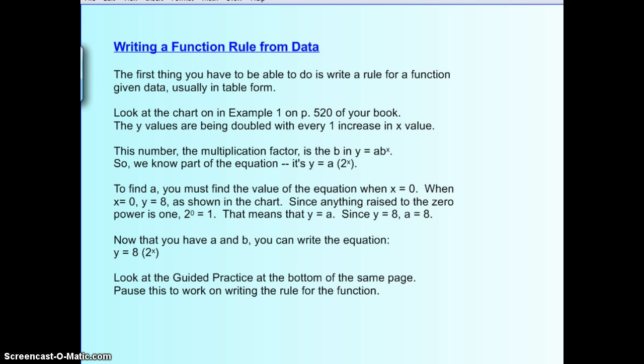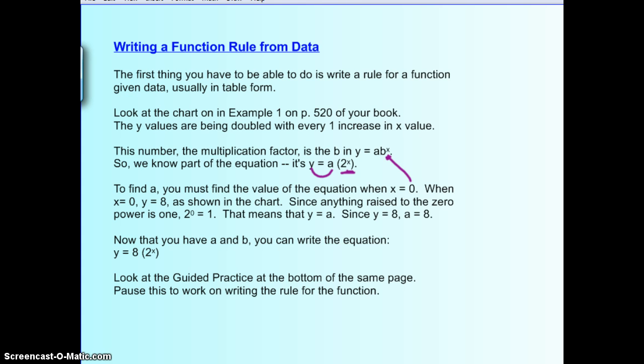So to find a, you want to know what the value of the equation is when x is 0. Because remember what that means. By definition, anything raised to the 0 power is 1. So if we put 0 in here, okay, that's going to make this whole factor 1, which would mean y equals a. I hope you see that, okay? y is a when x is 0. So if you look in that chart, they tell you when x is 0, y is 8.